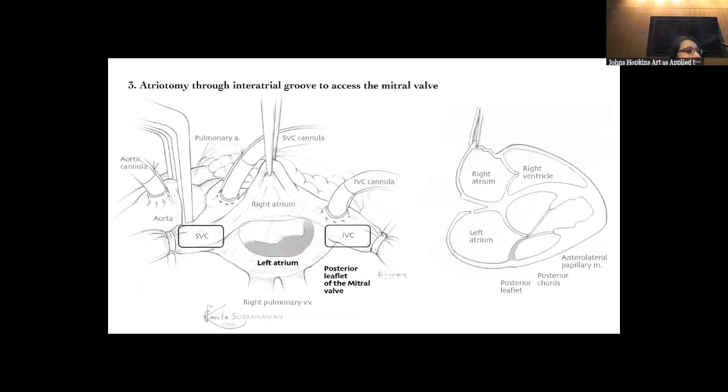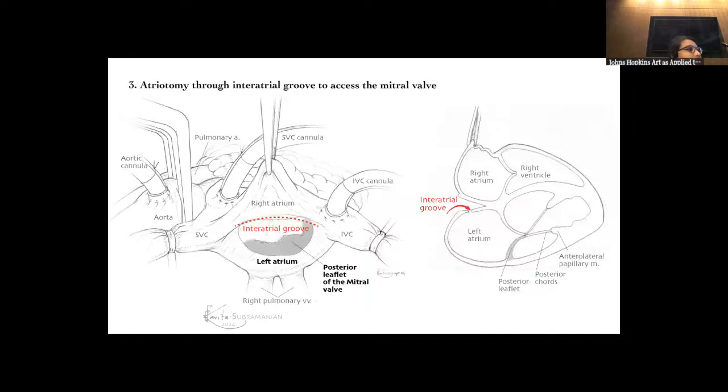The inferior vena cava and superior vena cava are also cannulated in this manner and clamped as shown in the figure on the left. The surgeon then locates the interatrial groove between the superior vena cava and the right pulmonary veins. This would give them direct access to the mitral valve through the left atrium.